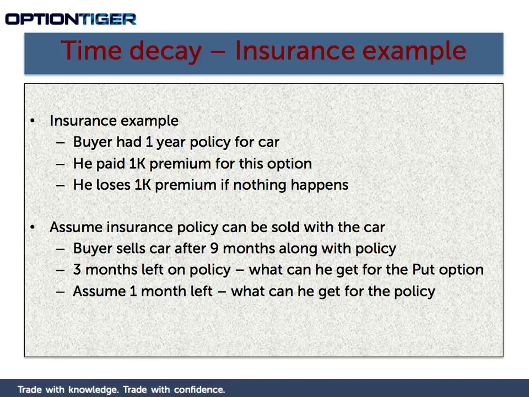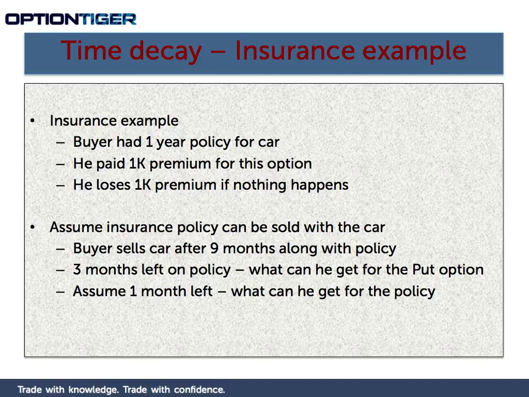So now let's assume, and we're going to indulge in a little fantasy here, that an insurance policy can also be sold with your car if you sell your car to a new buyer. And so as the buyer of this car and this policy, let's say we wanted to sell the car after 9 months along with this policy to a new buyer. So the new buyer sees there's only 3 months left on the policy. So what can we get for the put option? What can we get for this insurance policy? Do you think we can get $1,000?